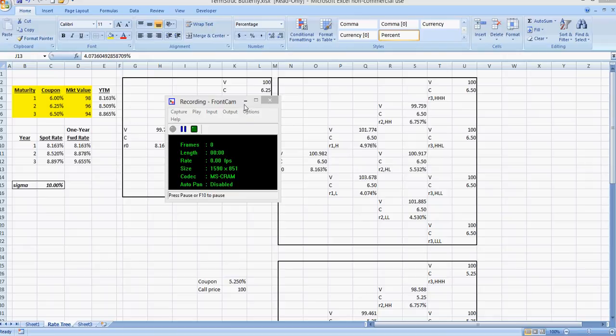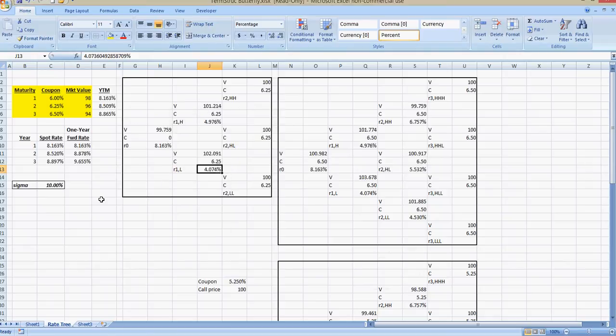Let's look at valuing bonds with embedded options. In order to do that, we need to have an idea about how interest rates, or spot rates in particular, are going to emerge over time. So we've talked about what spot rates are. To find the spot rates, we look at market data.